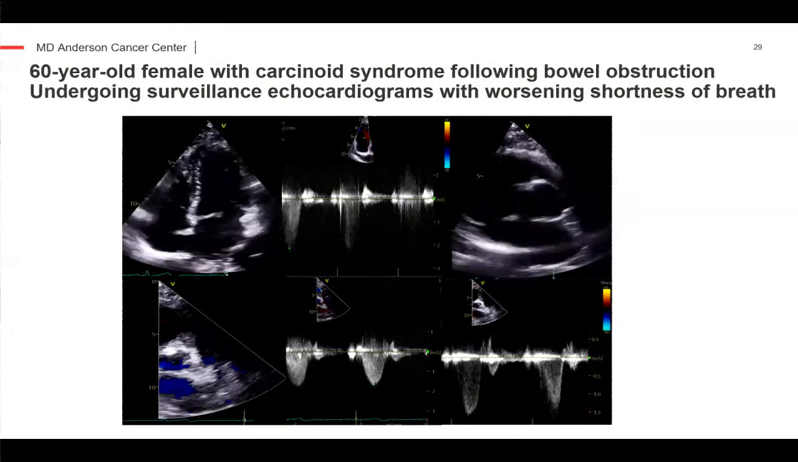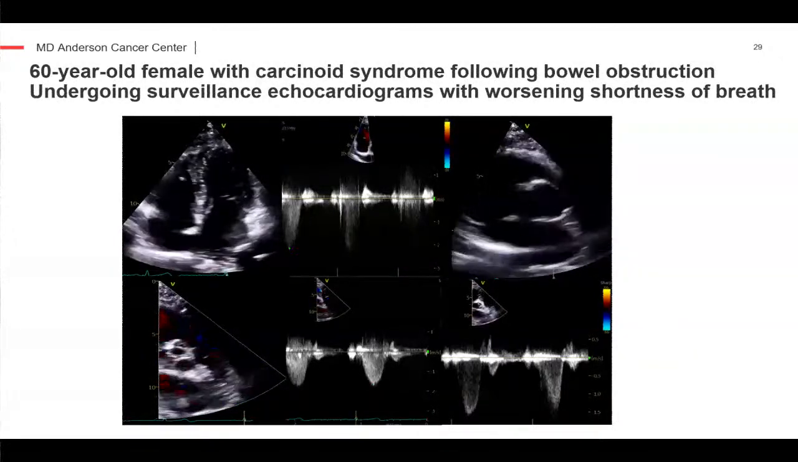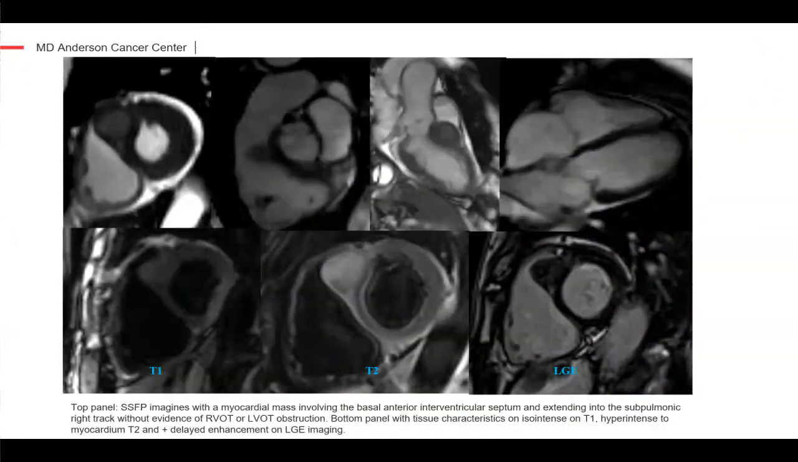So we referred the patient for a CMR for further evaluation of the valves and assessment of what this mass might be. So what we see here is a very large mass occupying the interventricular septum into the RVOT. Okay, it is hyperintense on T2 signals and relatively iso-intense on T1 imaging. Anything that's this hyperintense is concerning in combination with some LGE uptake.